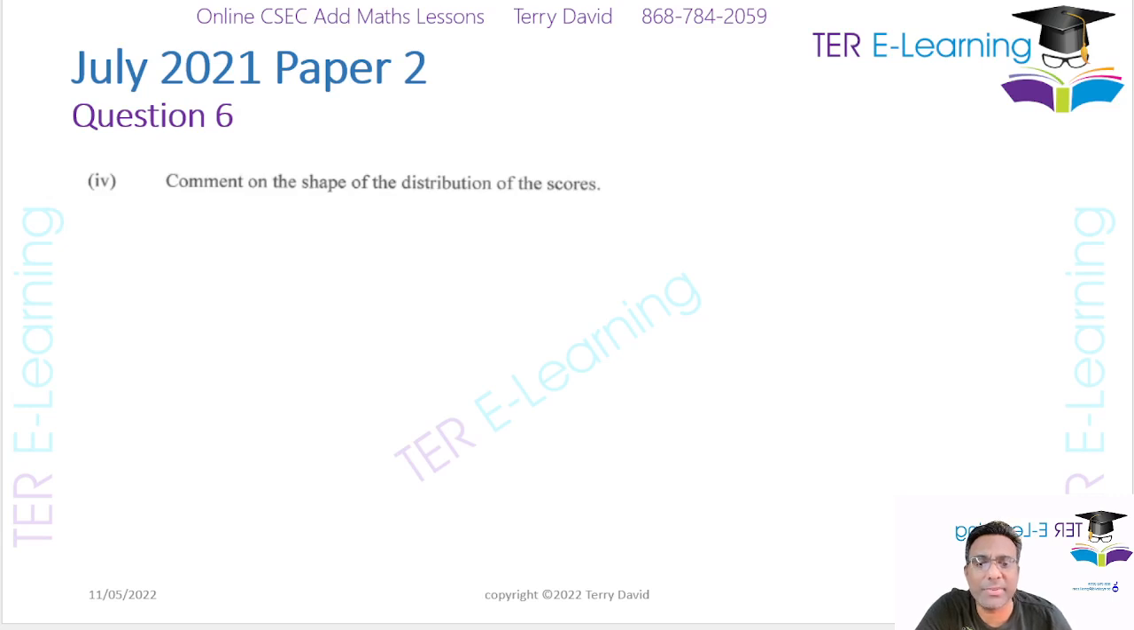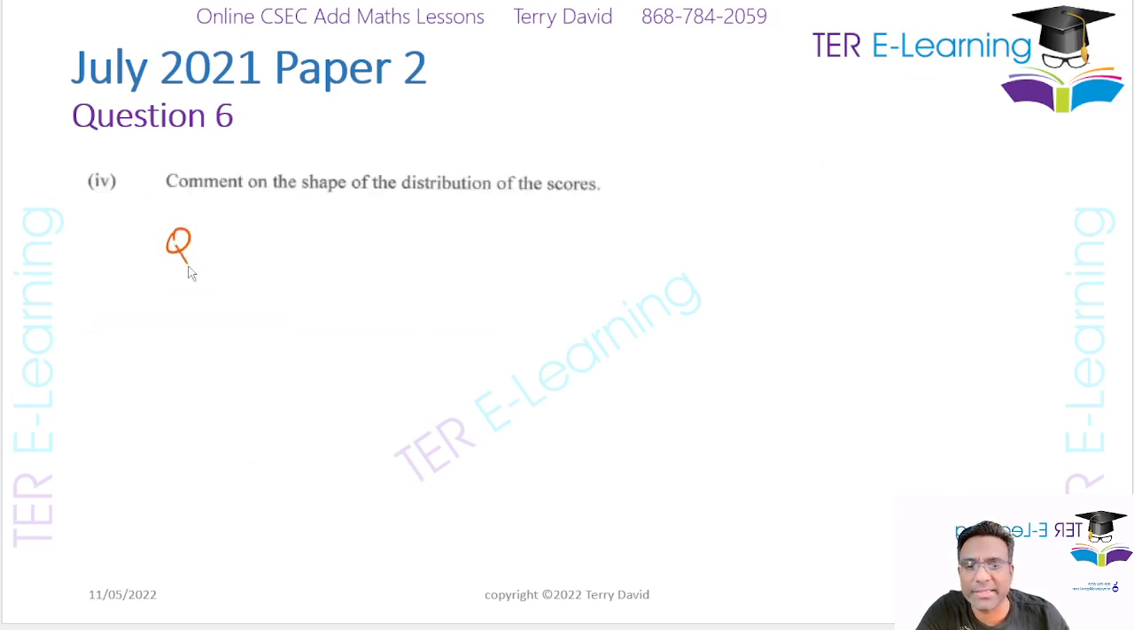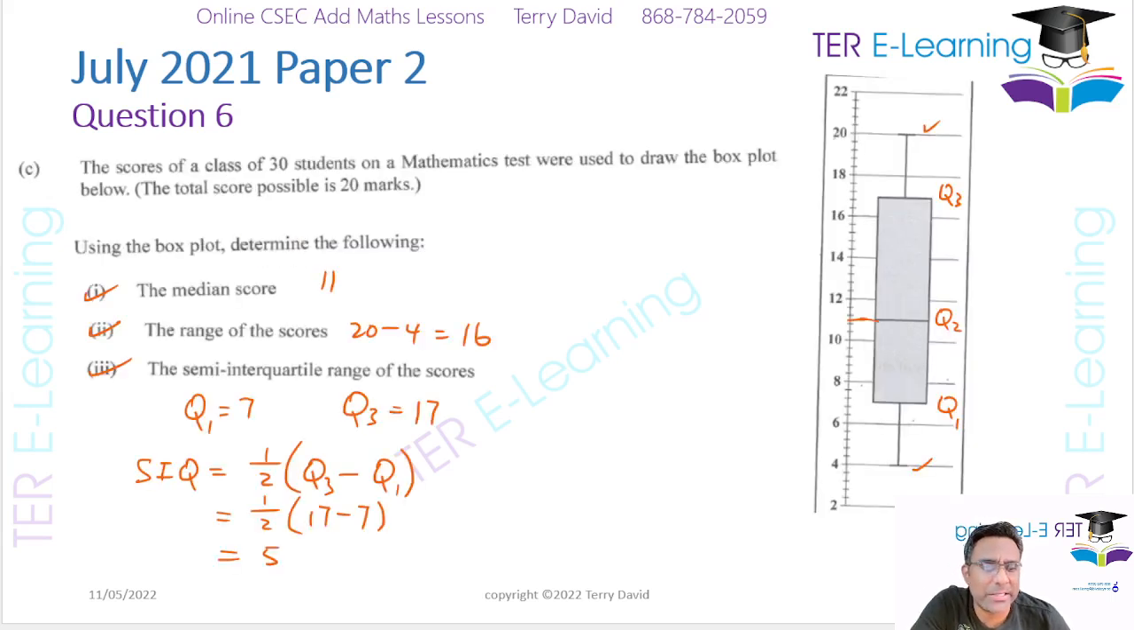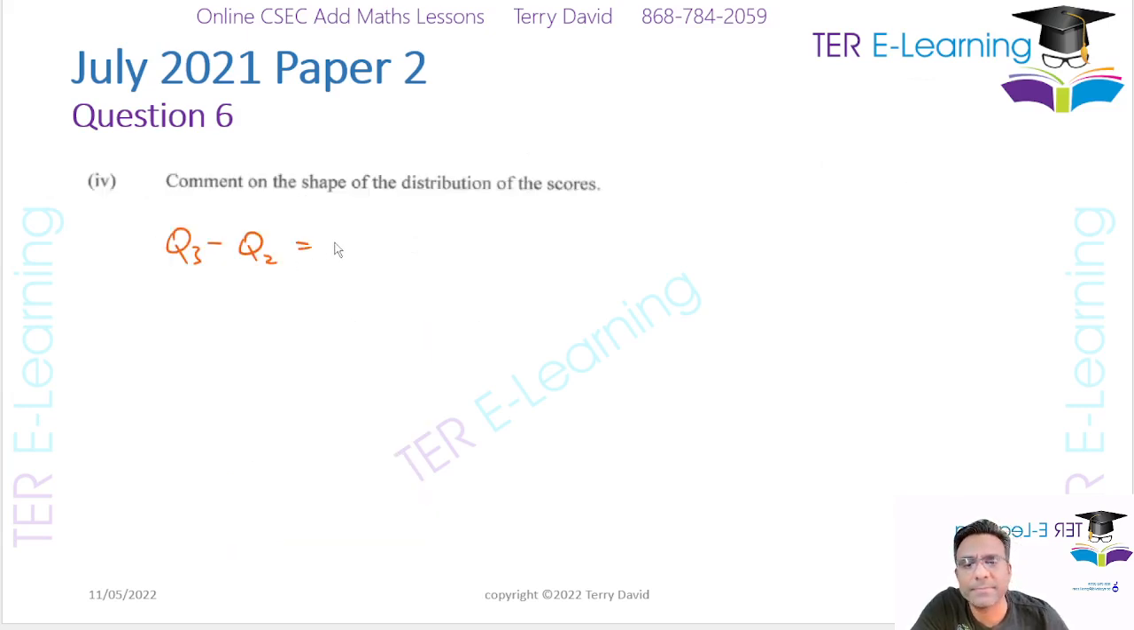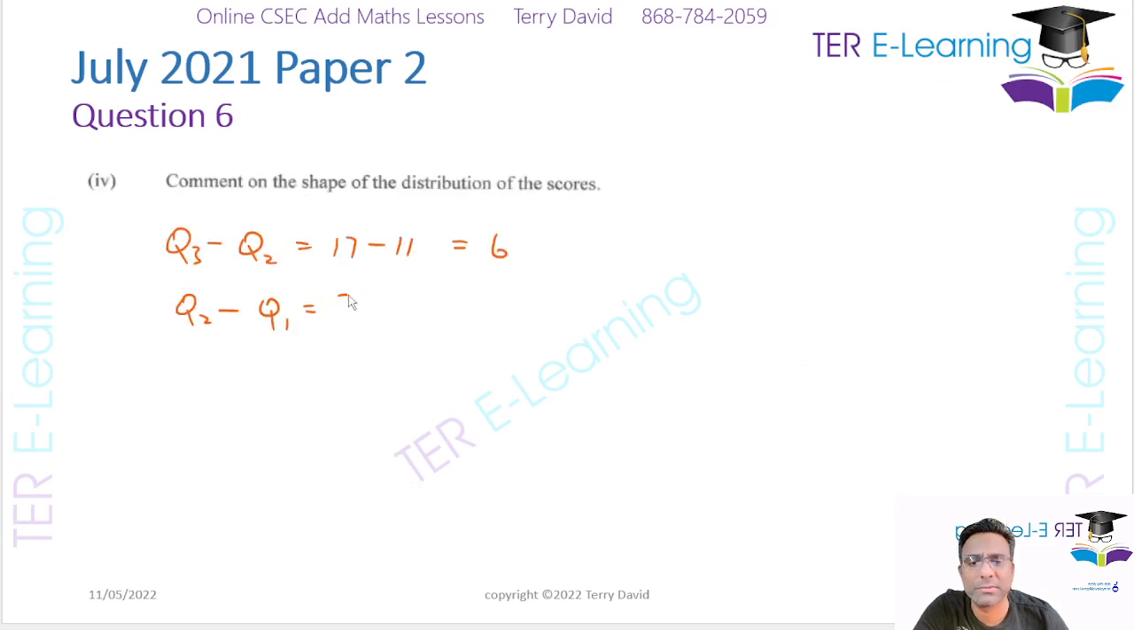Now we need to comment on the shape of the distribution for the next part. Now what we can do is find the difference between Q3 and Q2, which is 17 minus 11, which is 6, and we can find the difference between Q2 and Q1, and that is going to be 11 minus 7, which is going to give me 4.